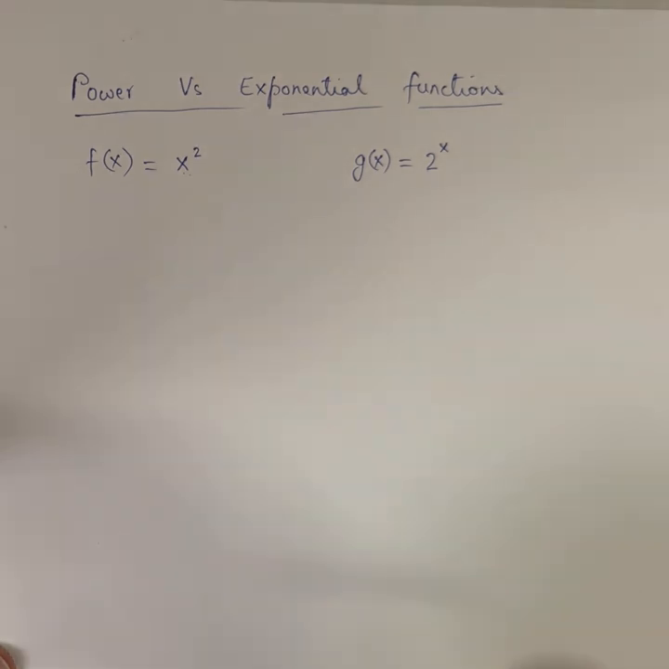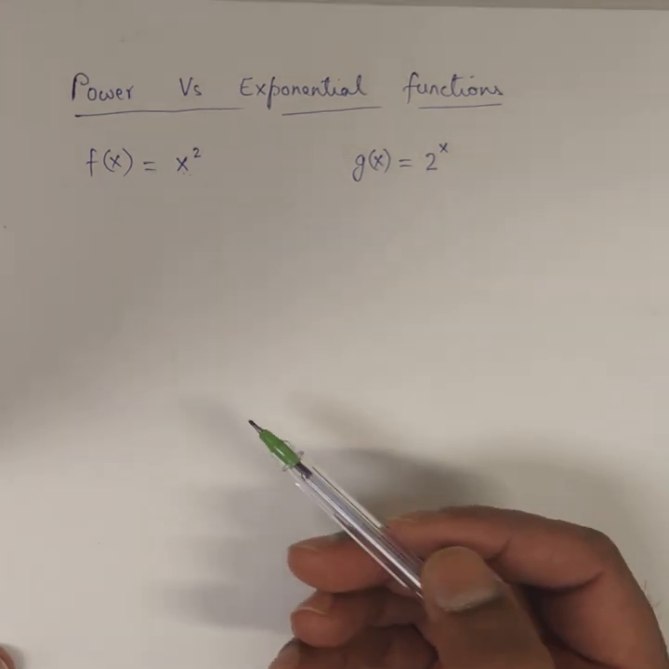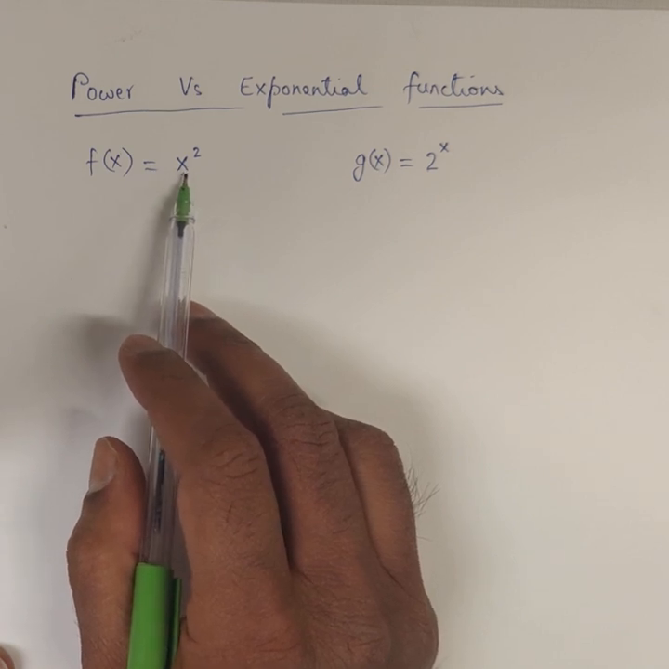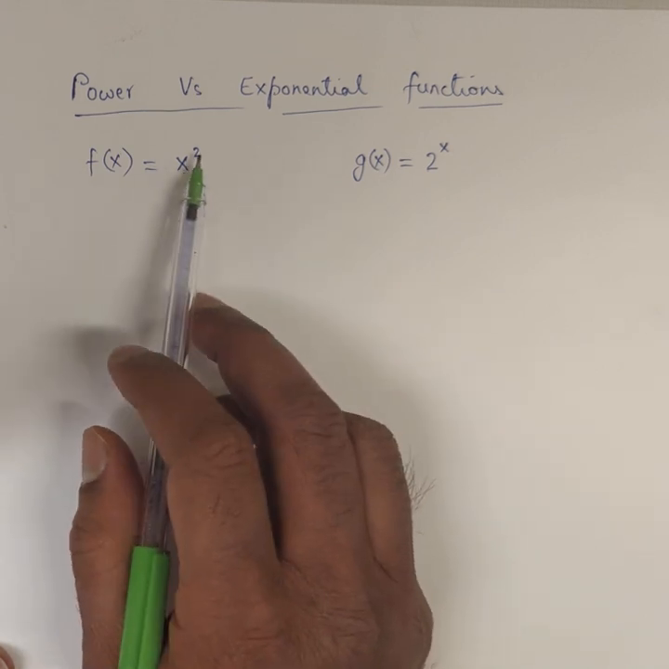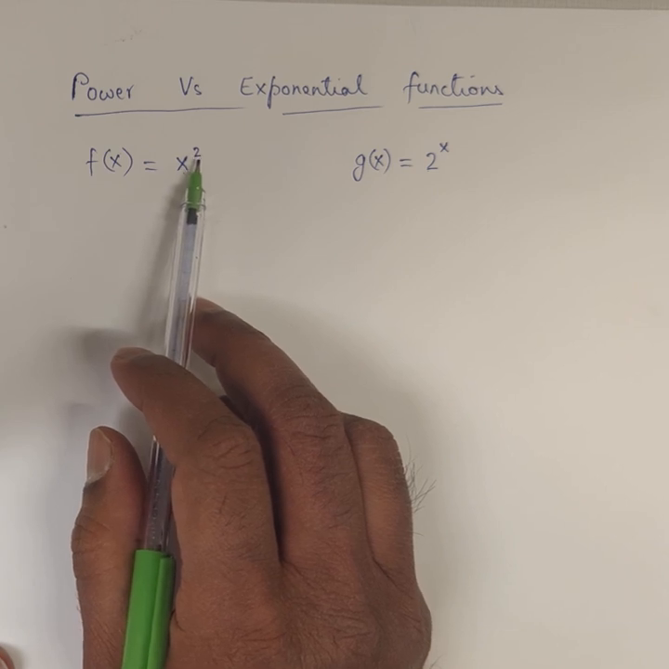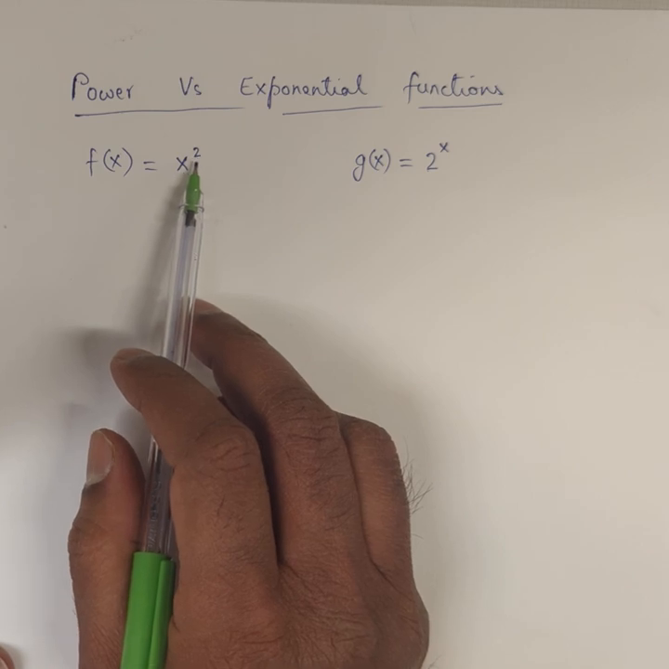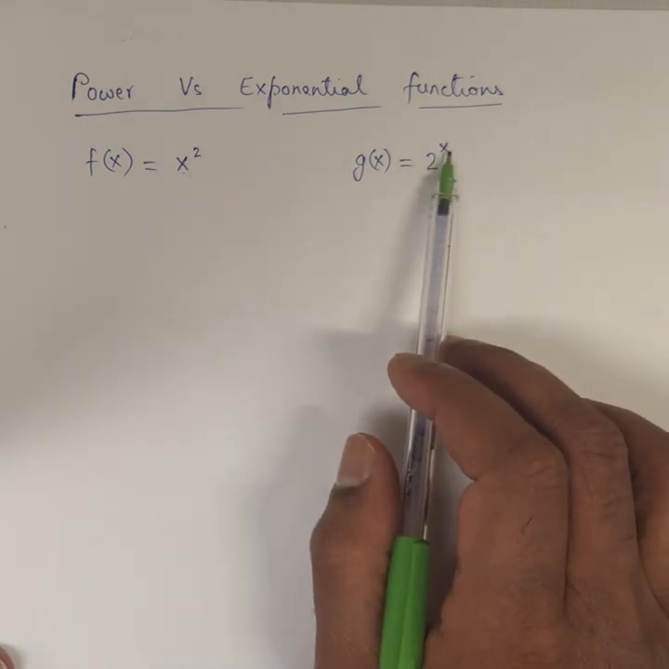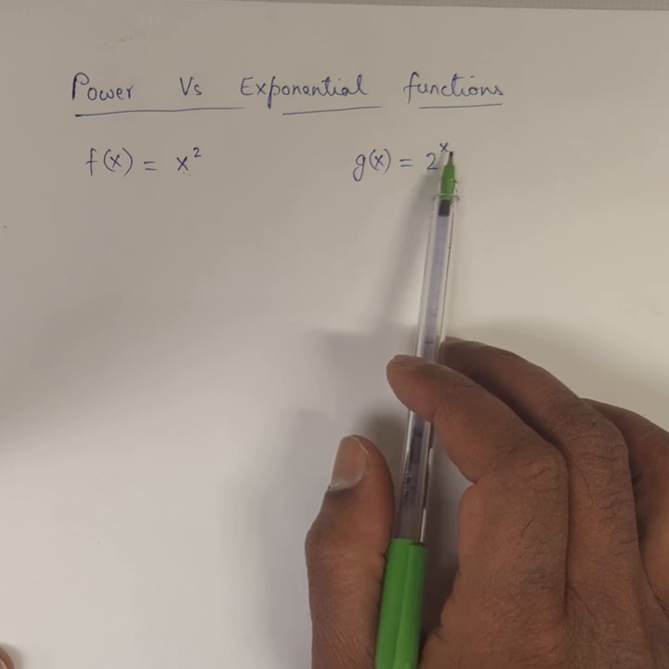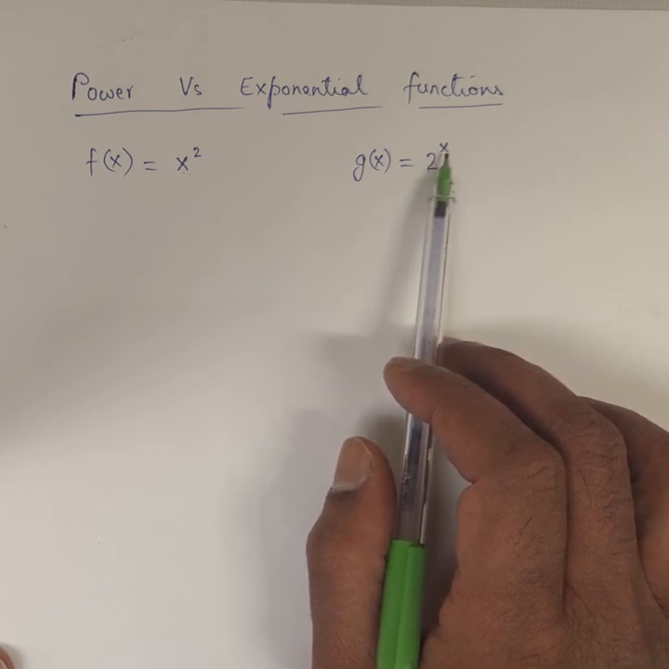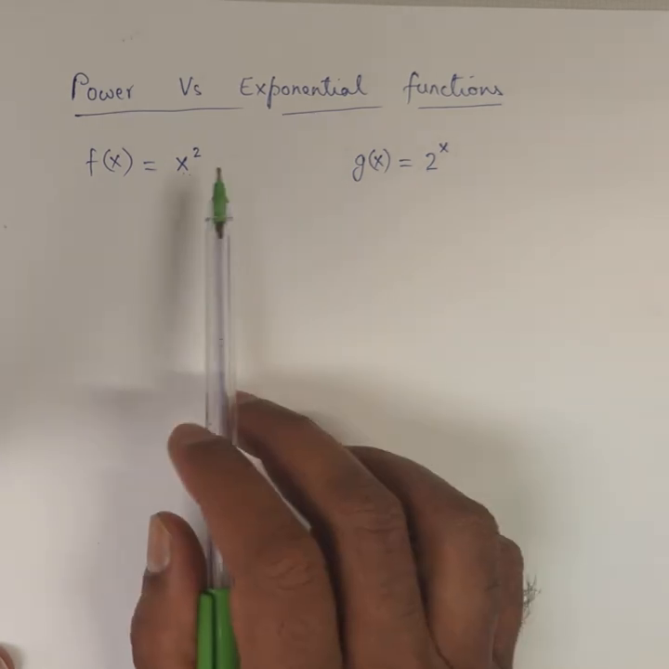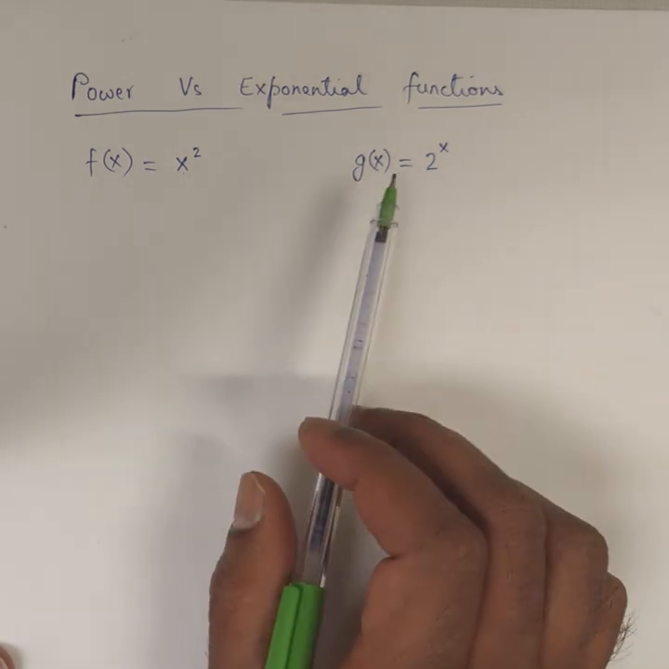Sometimes students confuse them, they think that x square is an exponential function just because it has an exponent. But let me tell you, if the exponent is a number, then it's not an exponential function. For exponential functions, the variable is in the exponent position. Alright, so this is structurally how they are different.